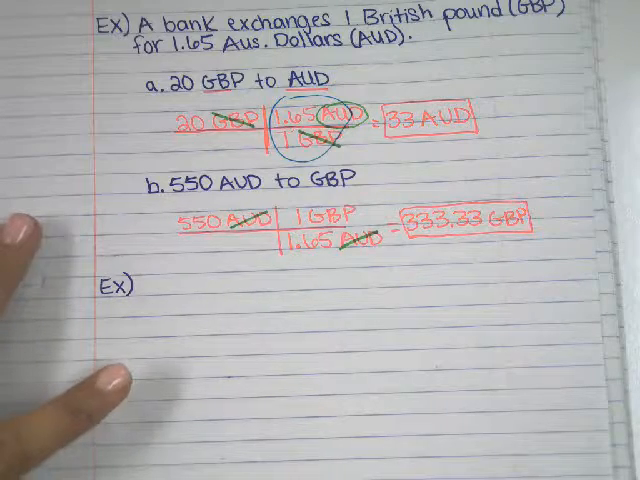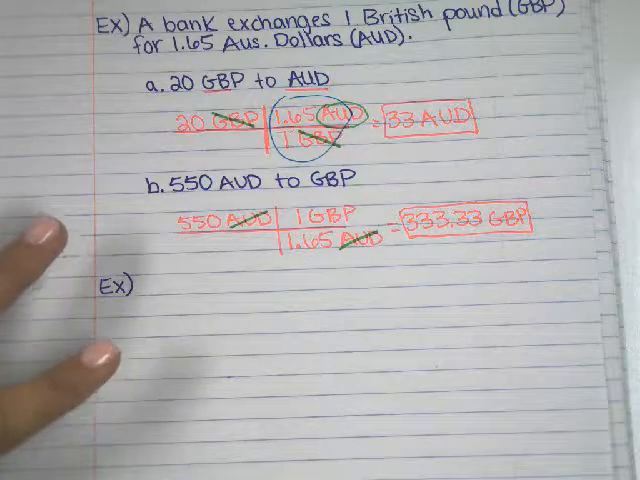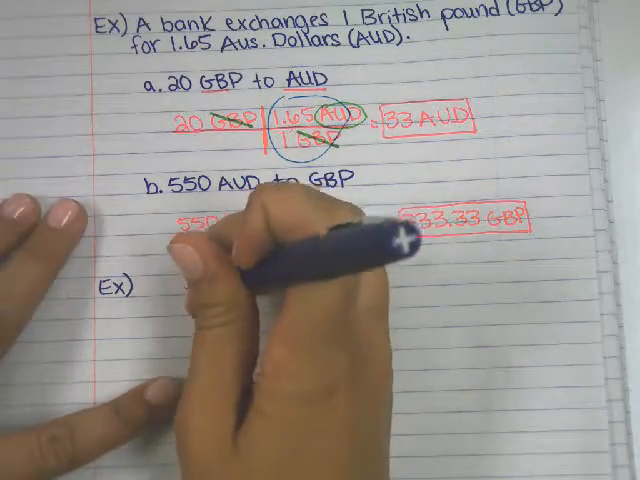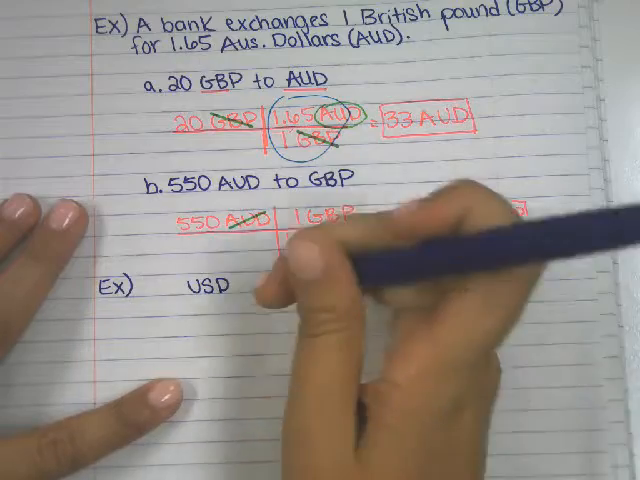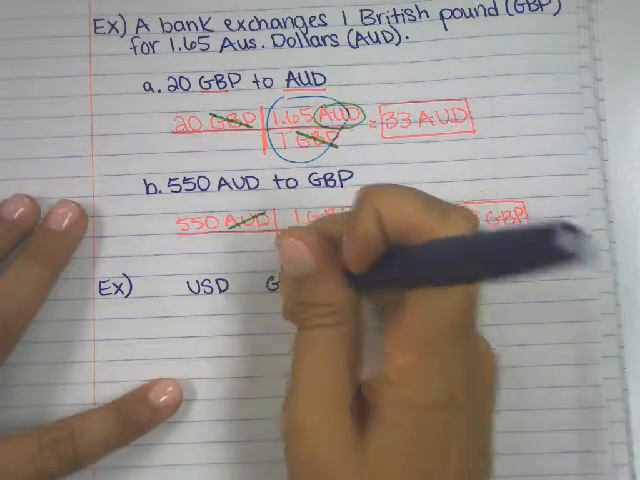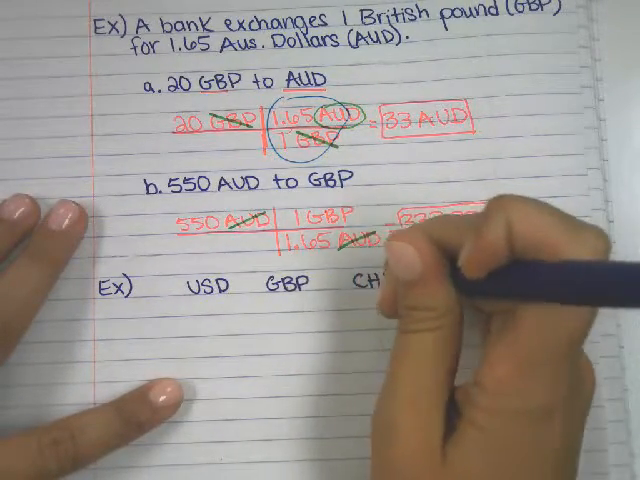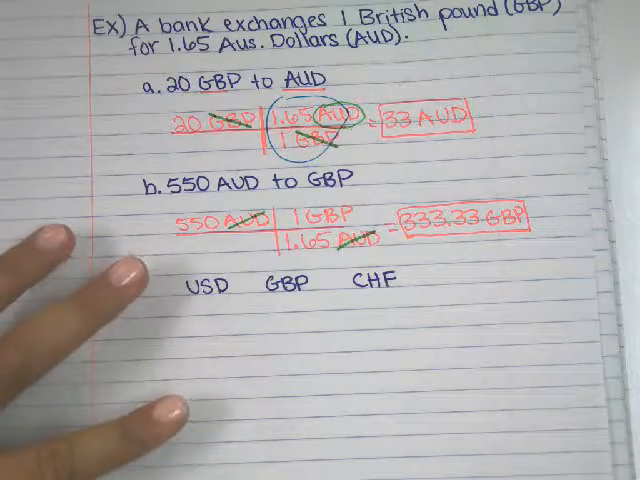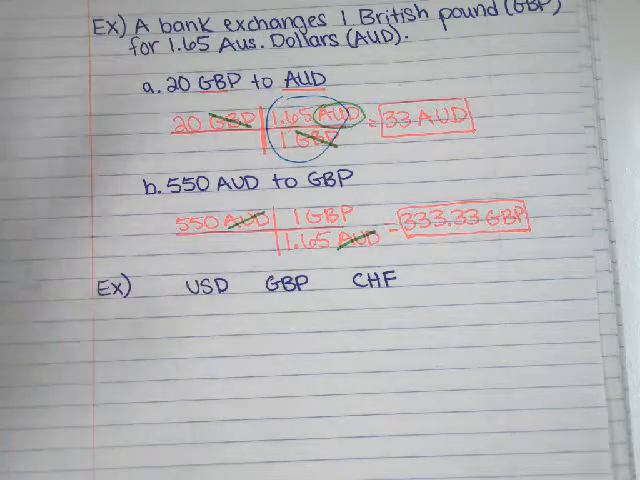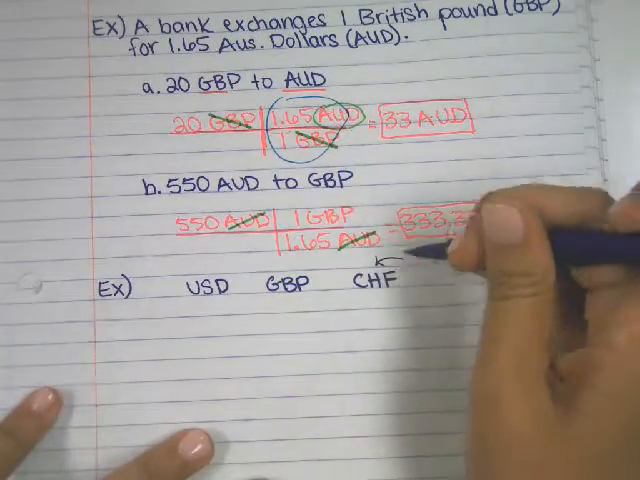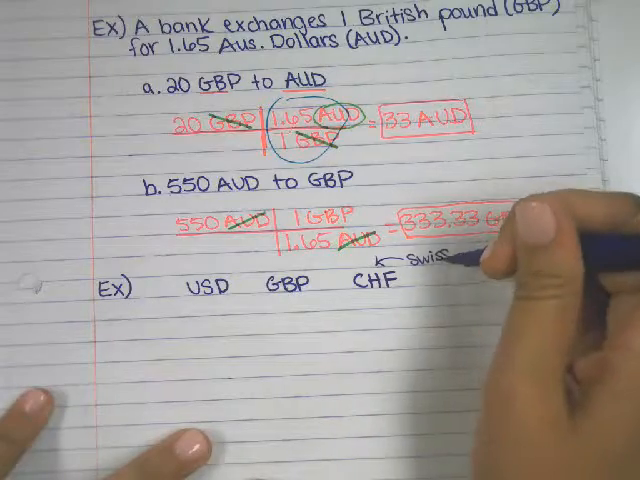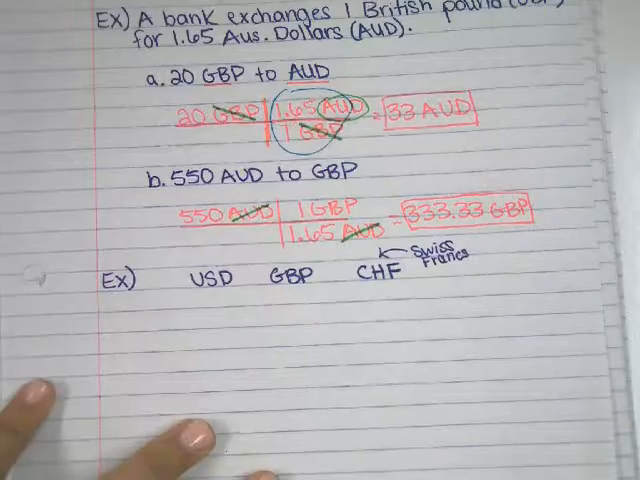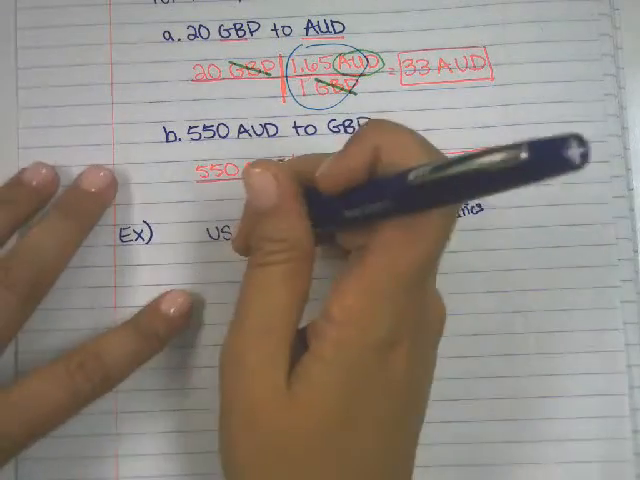So I'm going to create a little chart that's going to express how to convert between different kinds of currencies. At this bank or exchange place, we've got US dollars, Great British pounds, and CHF, which is actually Swiss francs. And I'm pretty sure it's francs. This isn't something that you necessarily have to know, but the more you know, the more interesting you are. So there you go, Swiss francs.